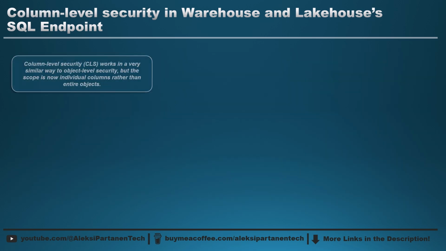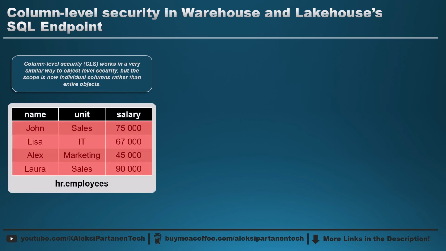Column level security is similar to object level security, but instead of blocking or allowing access to entire tables, it works at column level. So you can let someone read most of the table, but hide just one or two sensitive columns, like salaries, IDs, or personal information. In this example, we are looking at the HR employees table. The table has 3 columns: name, unit, and salary. In this case, we want to let the user see the name and unit columns, but not the salary.